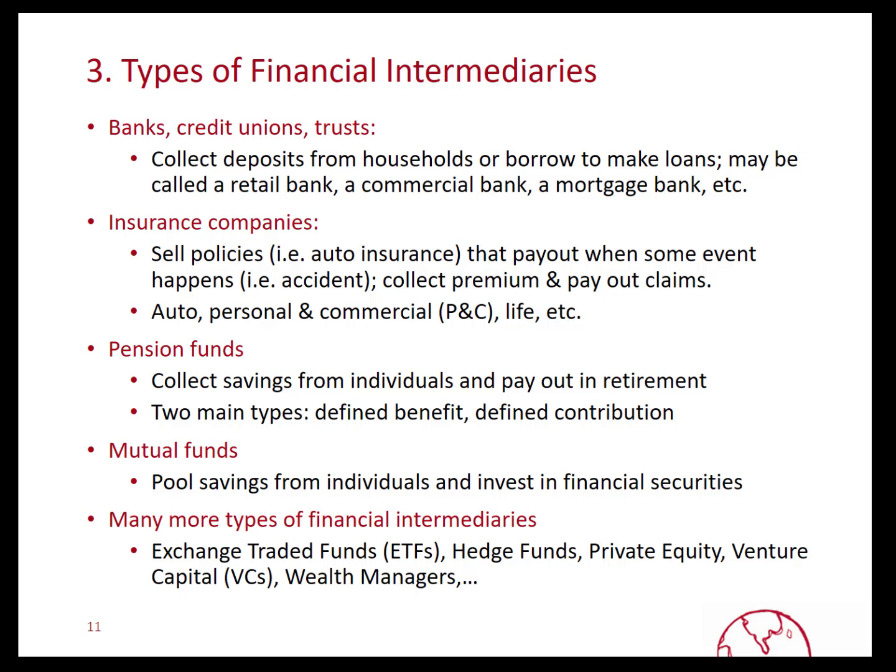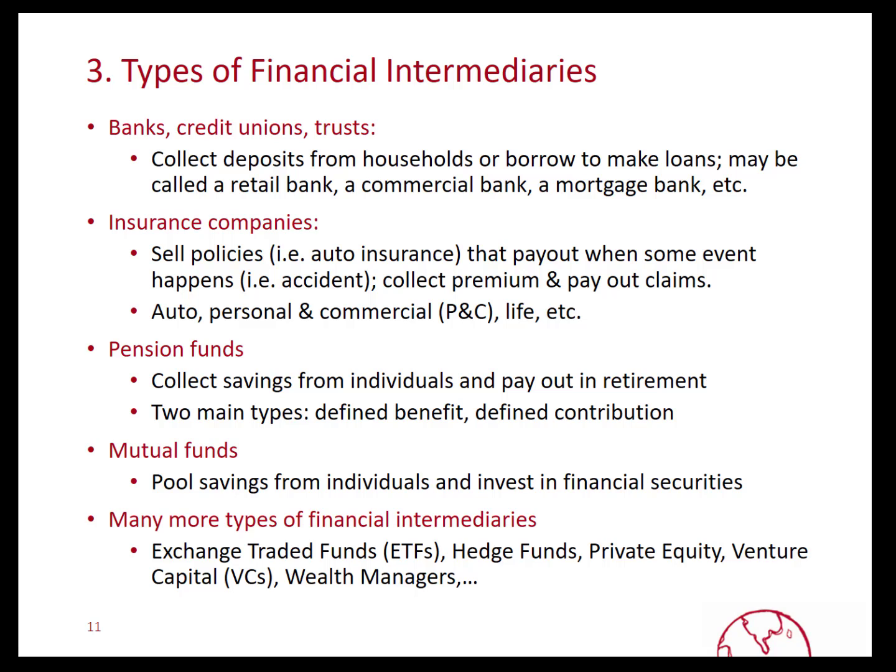So let's take a closer look at a few of the main types of financial intermediaries. We have banks, credit unions, and trusts, which collect deposits from households and individuals, and they may also borrow in the markets, and they use these funds to make loans. Now, you could be a retail bank, meaning that you provide loans only to individuals. You could be a commercial bank, where you provide loans to a business, or a mortgage bank that provides loans specifically for the purchase of property or real estate.